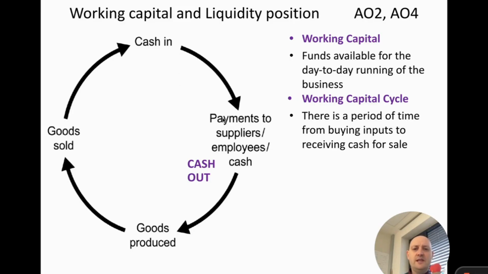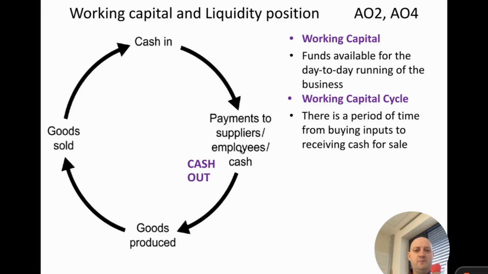First off, we have to pay suppliers. So this is cash out. We pay suppliers and employees in order to get the raw materials. We then produce goods, and then we sell the goods. And only once we sell the goods does the cash come in. So you can see that when we pay suppliers, the cash is going out, and then we have to wait and go through this cycle for the cash to come in. And then we use the cash coming in to pay for the cash going out.